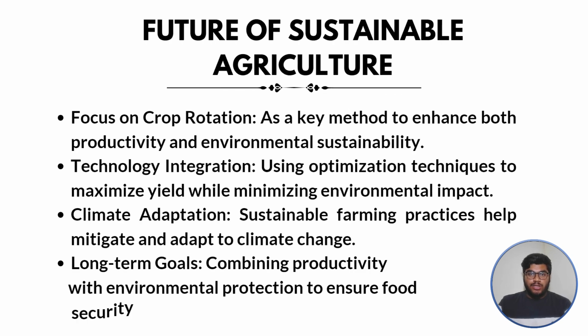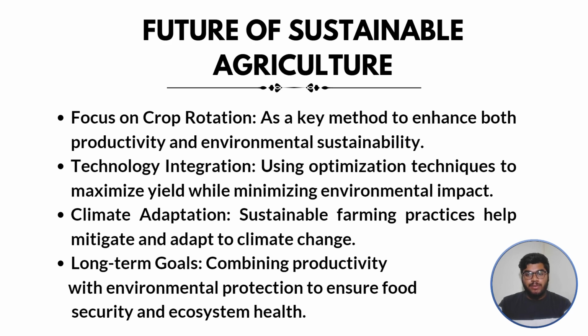Now let us discuss what future work can be done in sustainable agriculture to protect the environment, where we focus on crop protection as a key method to enhance both productivity and environmental sustainability, and technology integration, where we use optimization techniques to maximize yield while minimizing environmental impact.